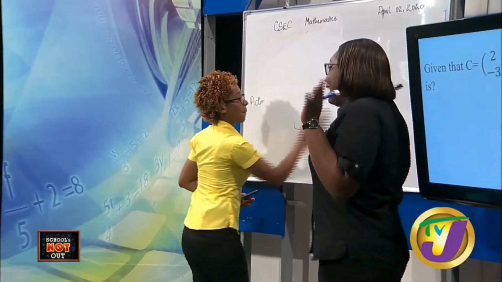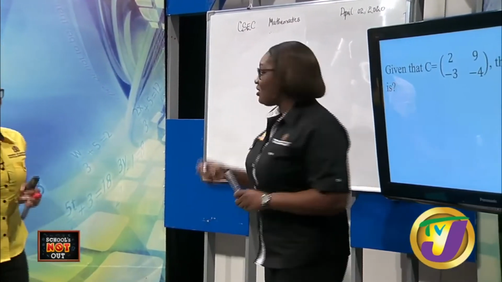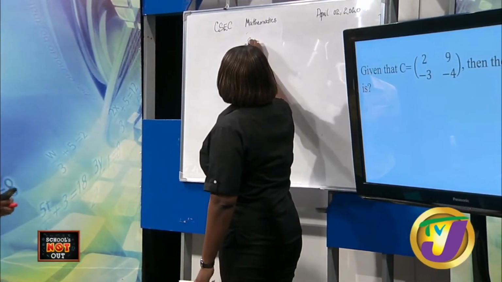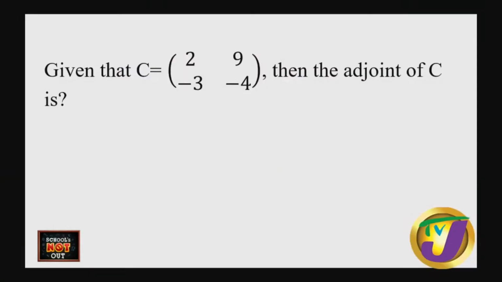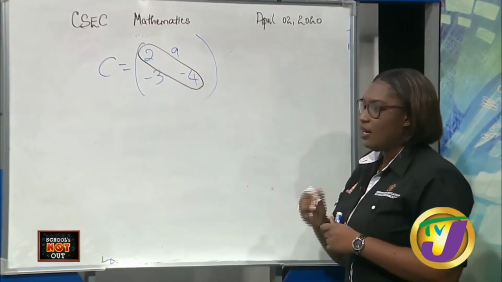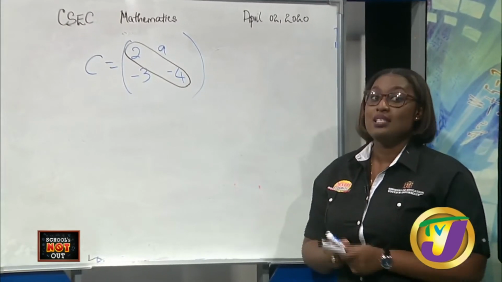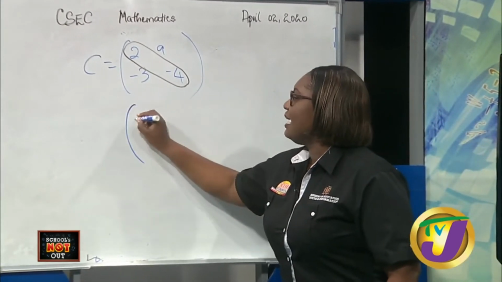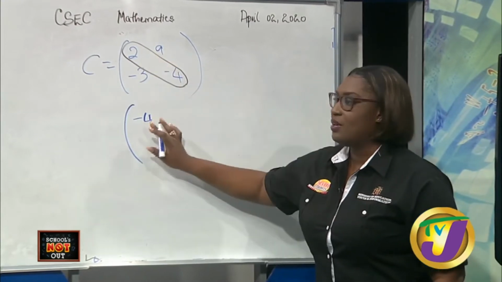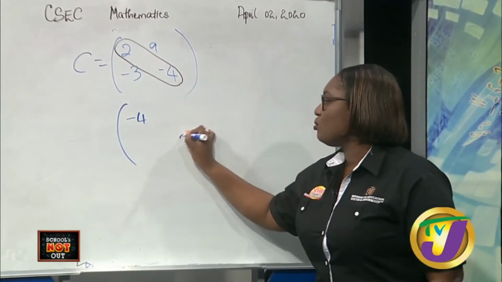All right, guys. So hopefully I get this one right. So let's go. We have a matrix C, which is 2, 9, -3, -4. All right. So let's see. We said that we'd start off by looking at our leading diagonal. So I'm going to circle the elements in my leading diagonal, which in this case is 2, -4. And we said that we're going to interchange the positions of 2 and -4. So I'm going to switch positions. So where 2 was, I put -4, and where -4 was, I put 2.